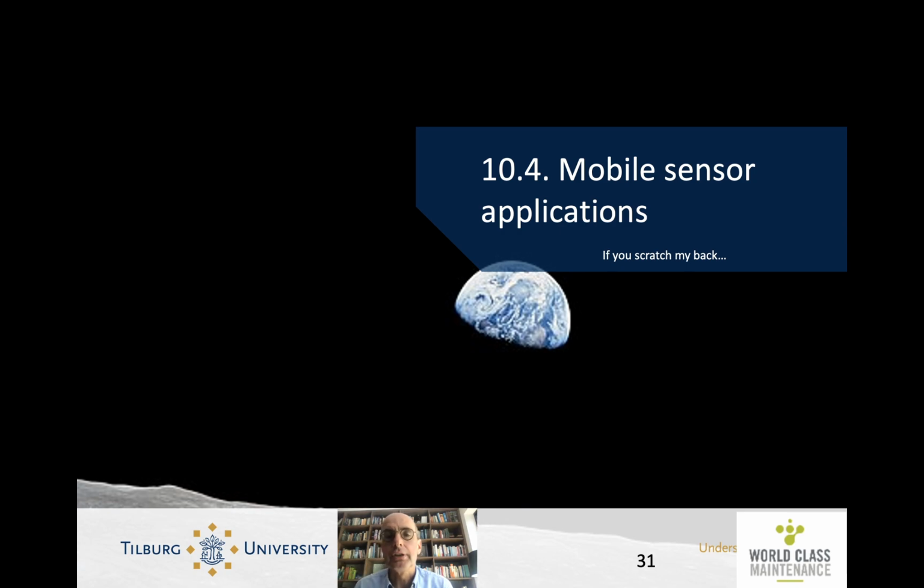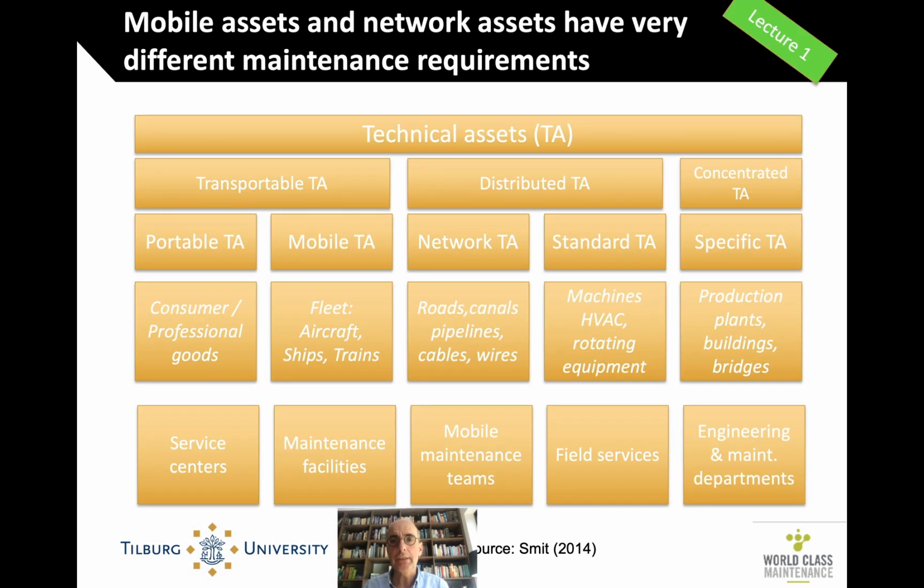This is Henk Akkermans and this is Smart Asset Management Lecture 10, Section 4, Mobile Sensor Applications. I could have given this section many names, but let's try this one. Another one would be interorganizational sensoring, or, well, if you scratch my back, I'll scratch yours.